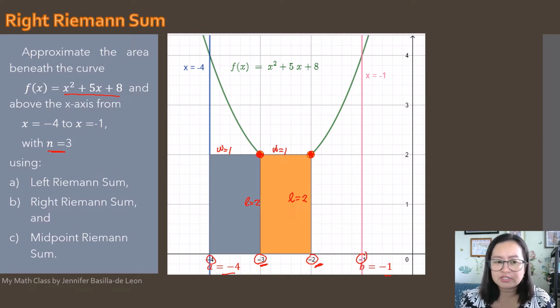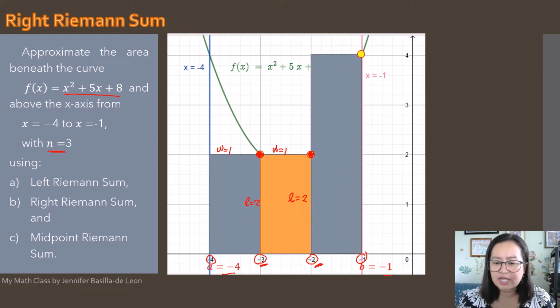Now for the third rectangle, we shall have the third subinterval from -2 to -1. To get the length, we evaluate the given function f of x equals x squared plus 5x plus 8 at x equals -1. Evaluating that, we get 4. So the length of this rectangle is 4 and the width is 1.